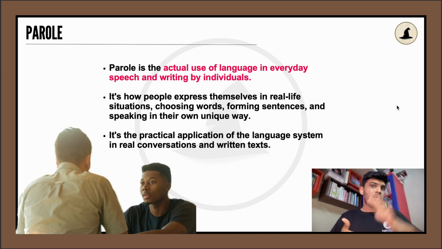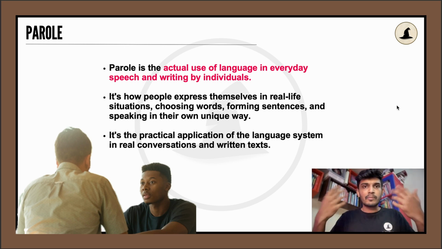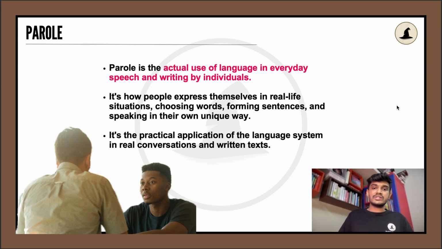I know the rules. At the back of my mind, there are rules. But when I speak to you, subconsciously all of these come into play. I make individual utterances, and these individual utterances are what we call parole. It is a practical application of the language system in real life conversations and written text. I hope this is clear. This is what langue is. This is what parole is.